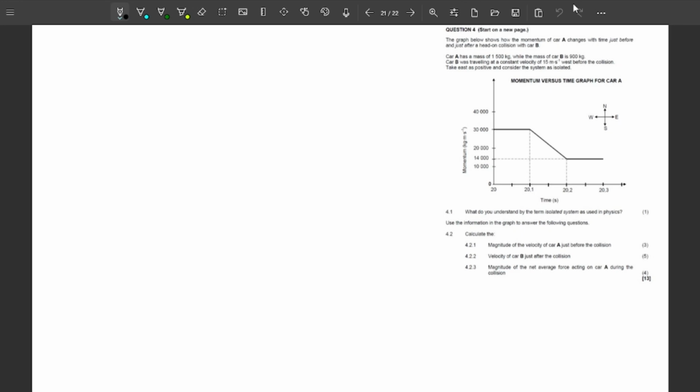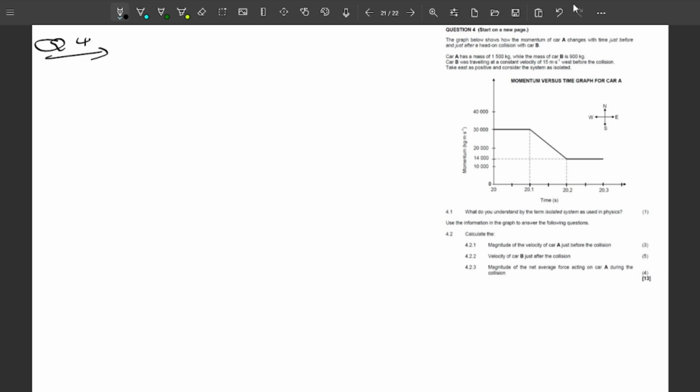Hi guys. So today we're doing question 4, which is the momentum graph type of question, so you have to pay attention for this one. These ones are more important because now we are applying what we learned. Right. Now let's begin. So Q4.